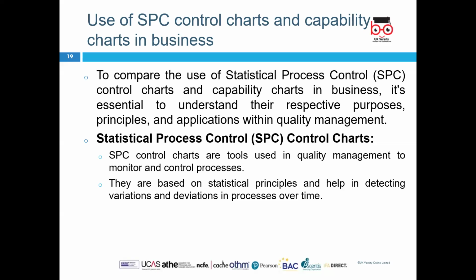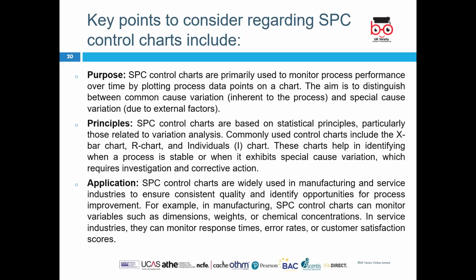So, statistical process control charts. These are tools which are used in quality management to monitor and control processes. They are based on statistical principles and help in detecting variations and deviations in processes over time. The purpose of SPC is to monitor process performance over time by plotting process data points on a chart. The aim is to distinguish between common cause variation, which is inherent to the process, and special cause variation, which is due to external factors.